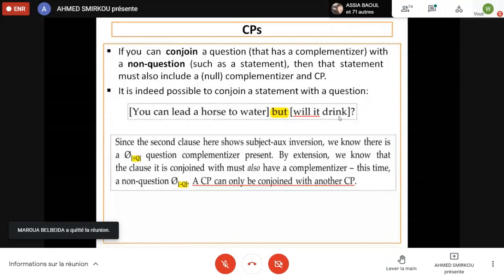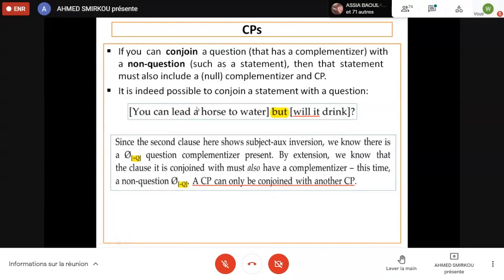Will it drink? Because it has subject inversion. Since you can conjoin it with another clause, and we already know that a CP can be conjoined only with another CP, this means that this is a CP. There is only one difference. This is a question, with a drink. That's why it has plus Q here. This is not a question, it's a statement. It has minus Q. Pay attention to this minus Q and plus Q.